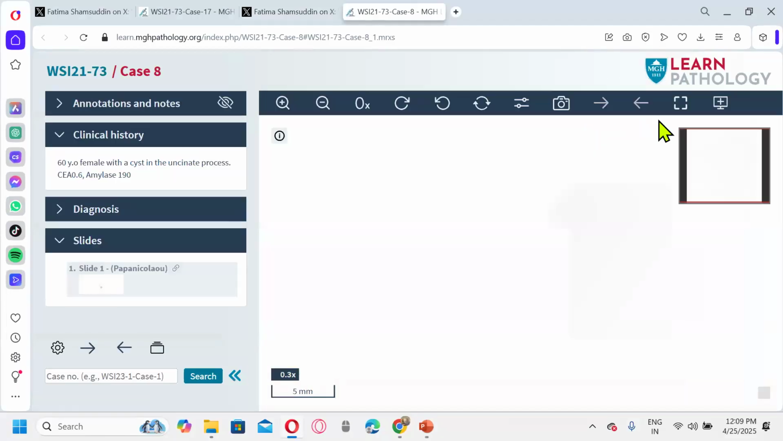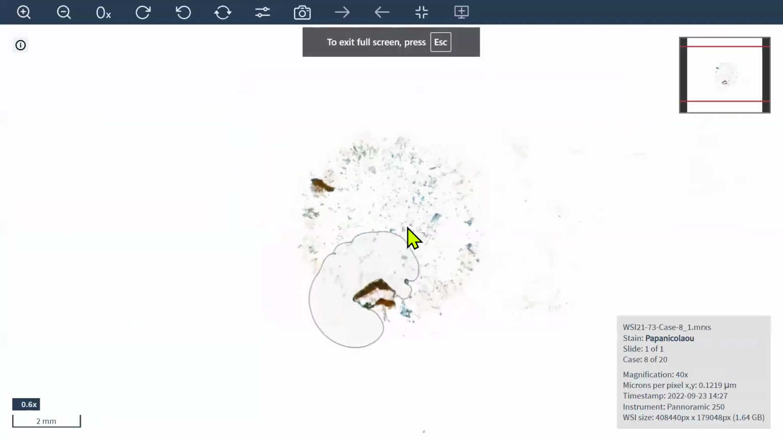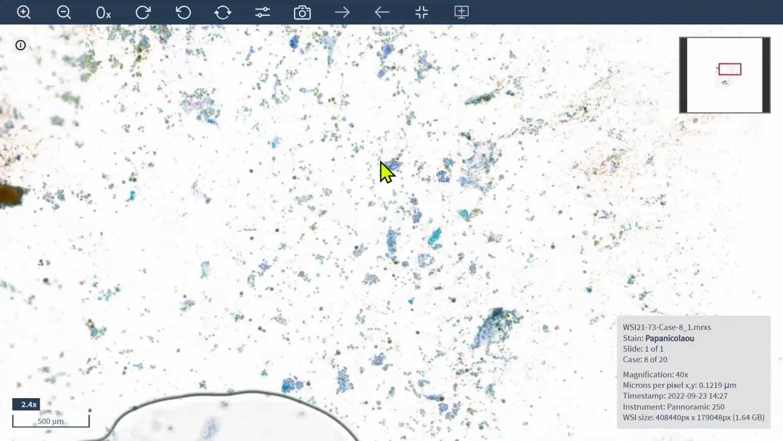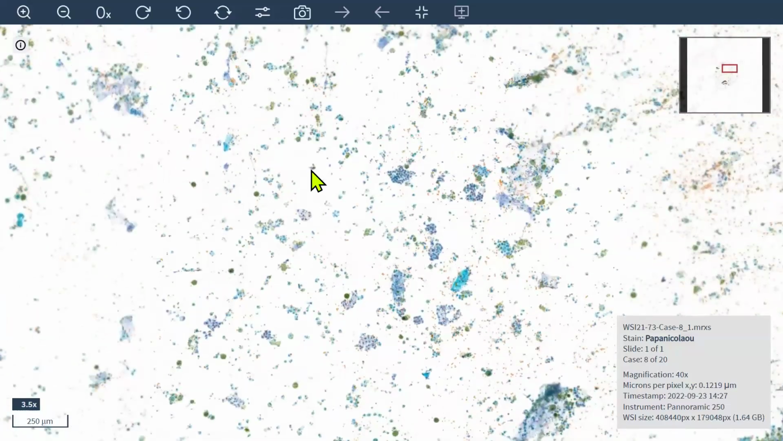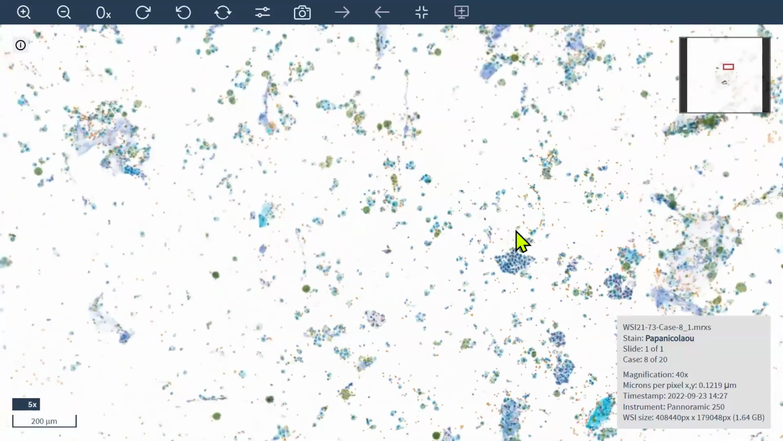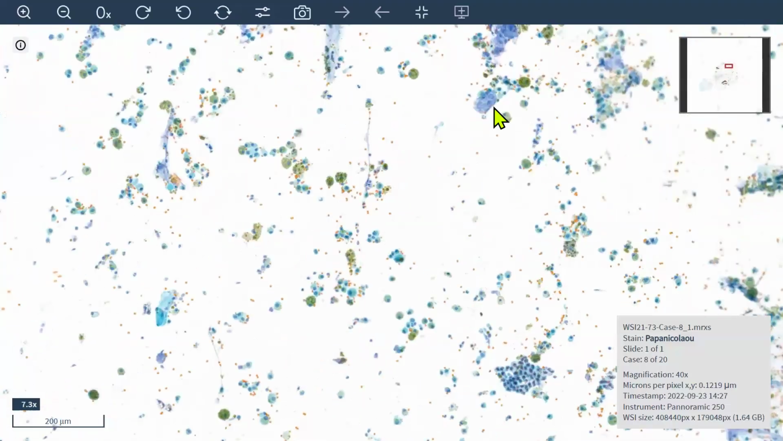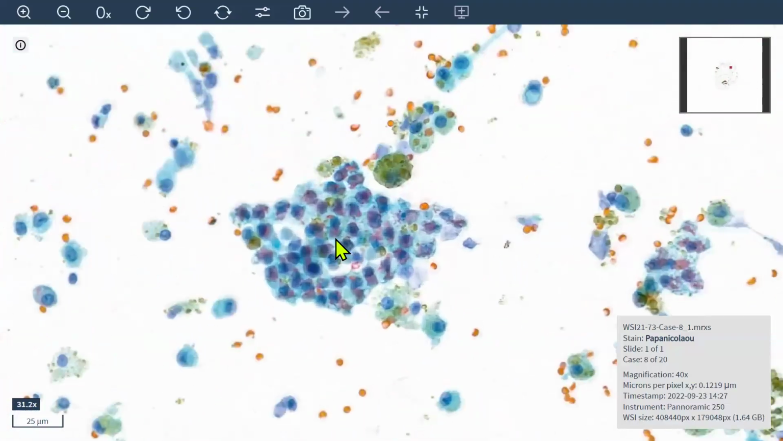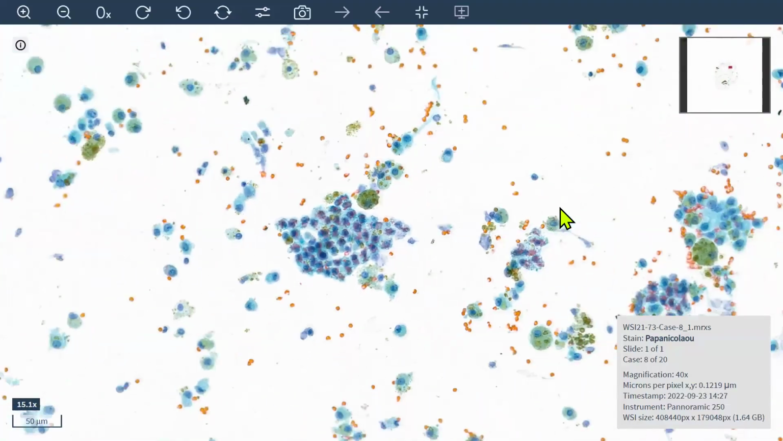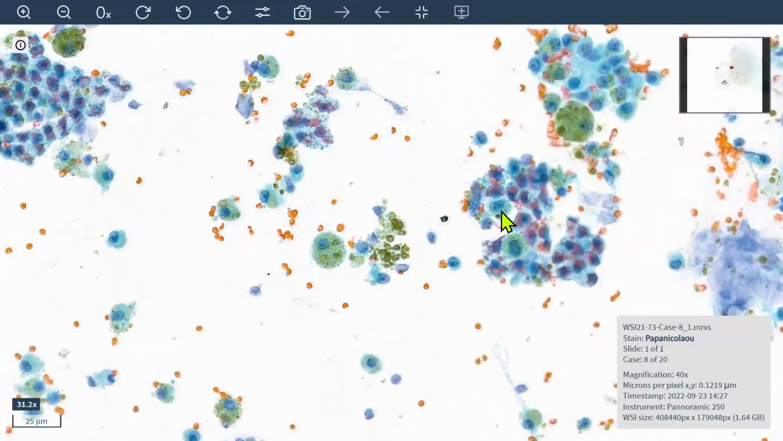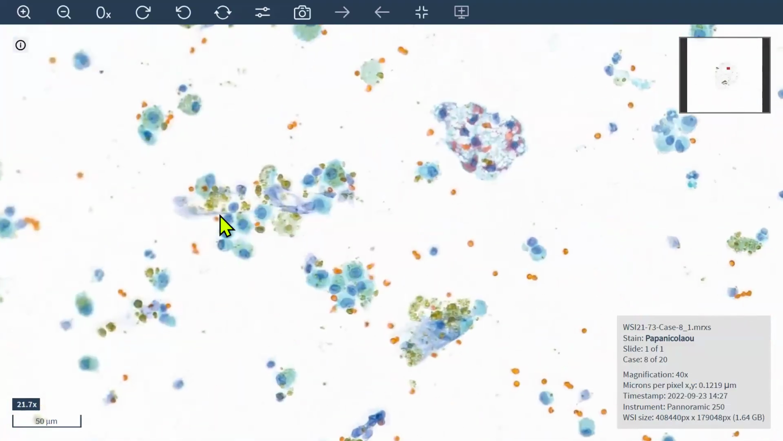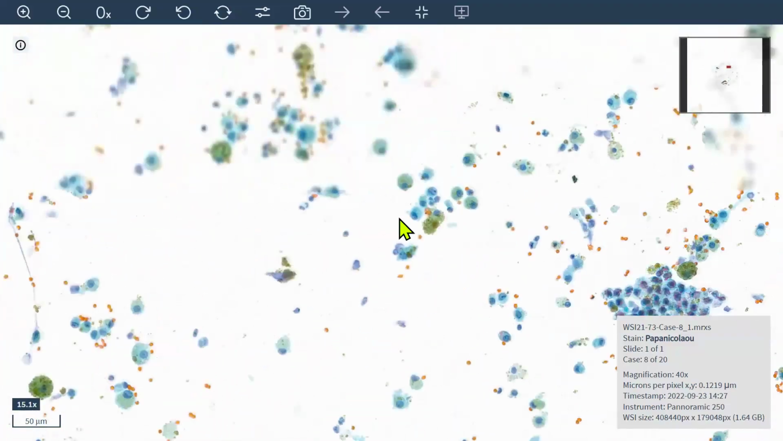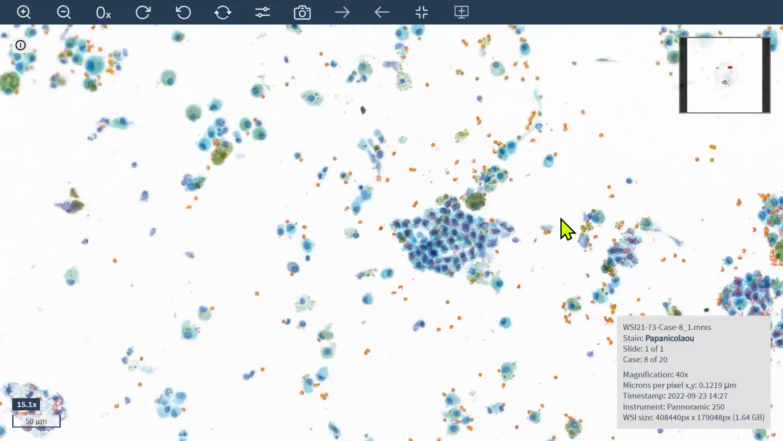So we are going to a slide now. Let's see, what is this? This is a 60-year-old female with a cystic mass in the pancreas. CEA and amylase are not elevated. You're seeing this lining, and you're seeing this in the background. What is the diagnosis? Any idea what this is?